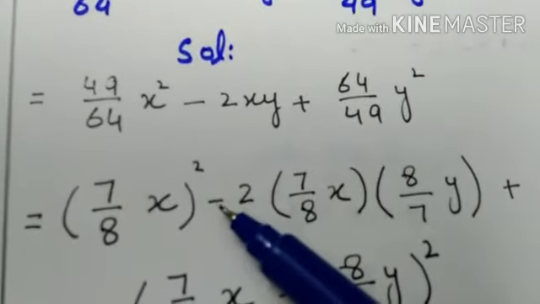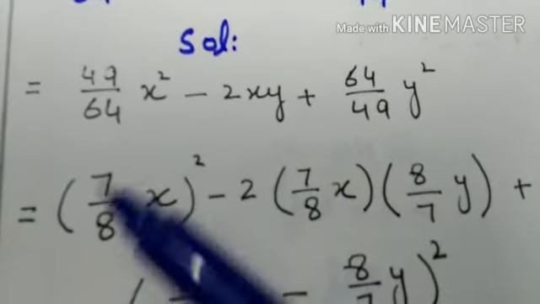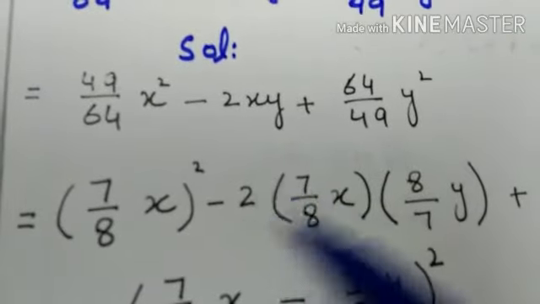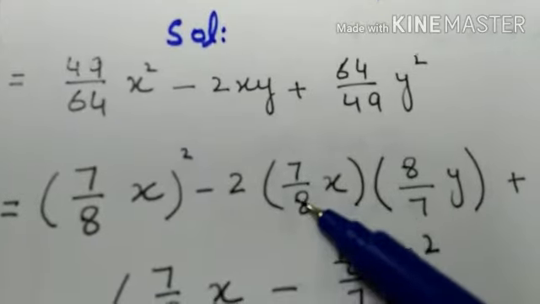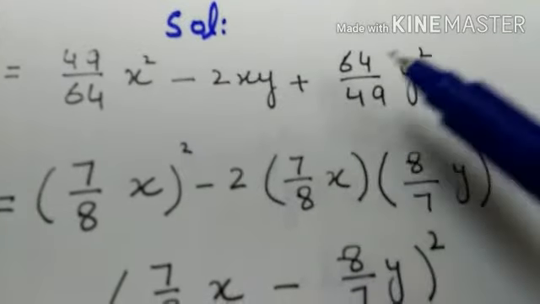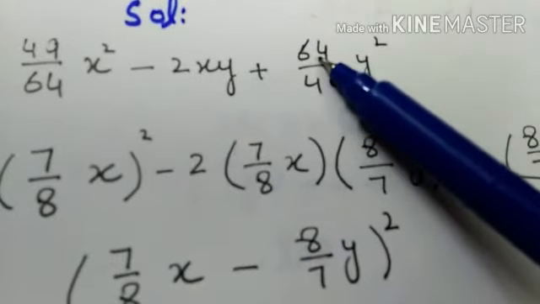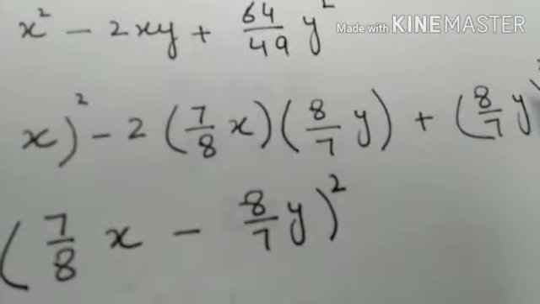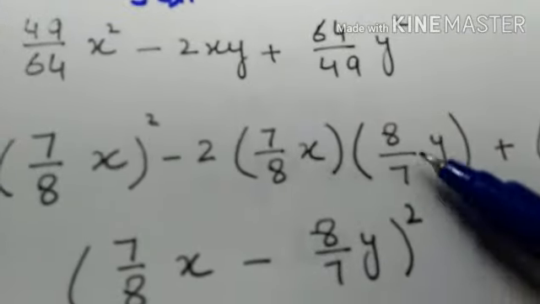Minus sign shows that minus formula will be applied. Minus 2 into first term. First term is 7 over 8x. Second term. Now see, from here you cannot judge that this is the simple value and this is the fractional value. So see the second term. What is the second term? Second term is the square of, like this. This is 64 means 8. 49 means 7 square. Y will be here. Write the second term over here.